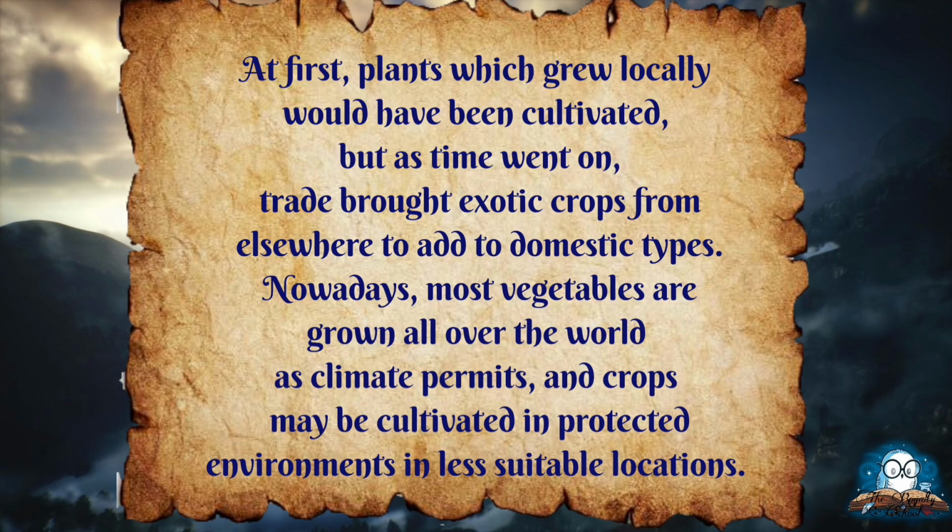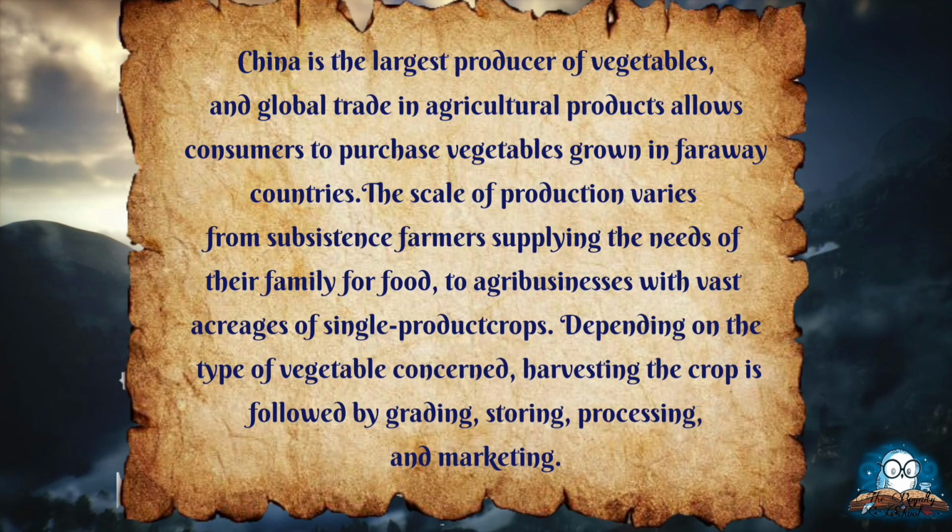Nowadays, most vegetables are grown all over the world, as climate permits, and crops may be cultivated in protected environments in less suitable locations. China is the largest producer of vegetables, and global trade in agricultural products allows consumers to purchase vegetables grown in faraway countries. The scale of production varies from subsistence farmers supplying the needs of their family for food to agribusinesses with vast acreages of single product crops.